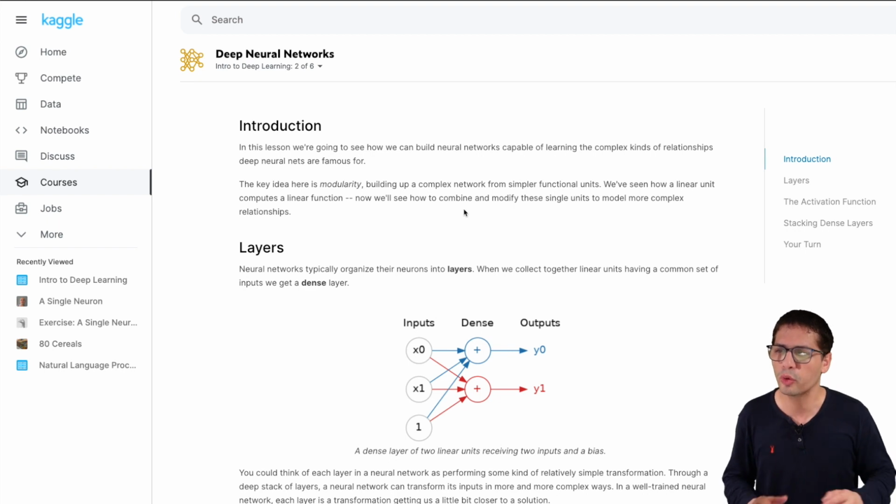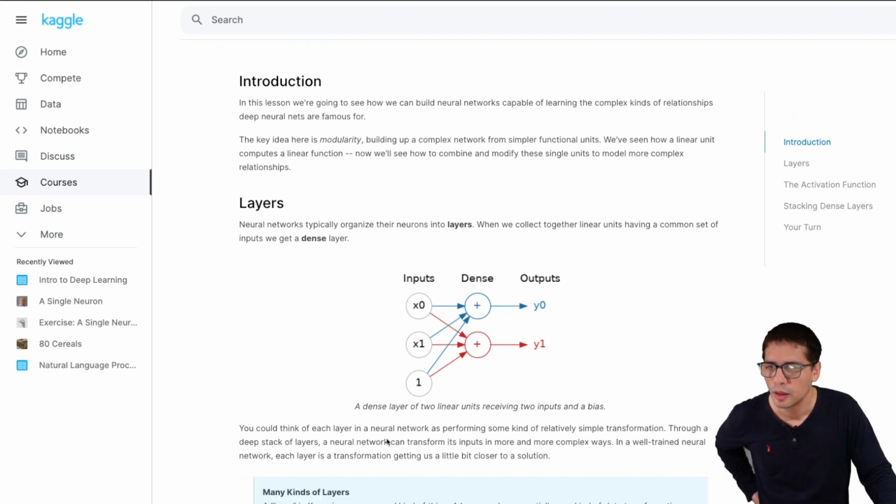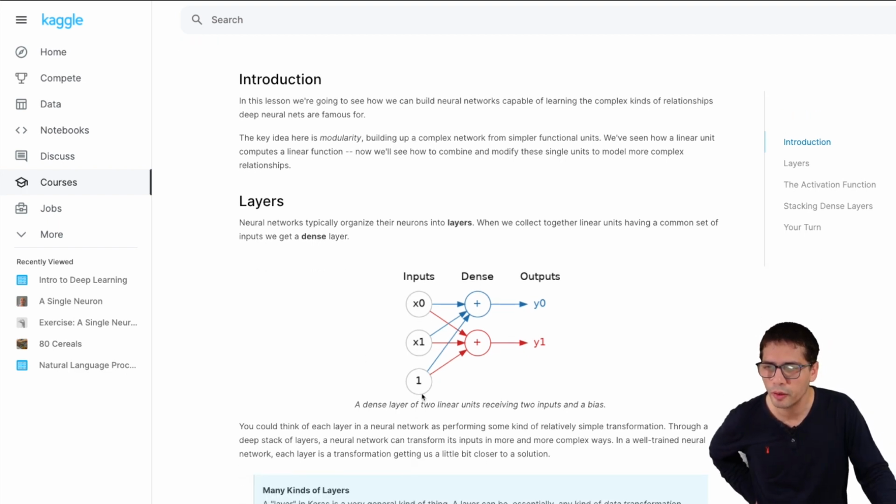Layers. Neural networks typically organize their neurons into layers. When we collect together linear units having a common set of inputs, we get a dense layer. So, if I understand well, when it mentions layers, we're talking about, hang on, I think this is one layer, so this is a dense layer. A dense layer of two linear units receiving two inputs and a bias.